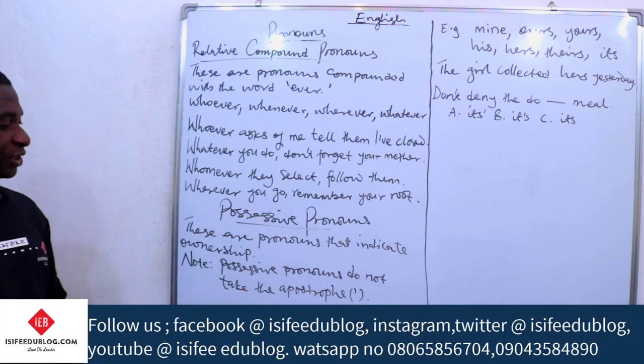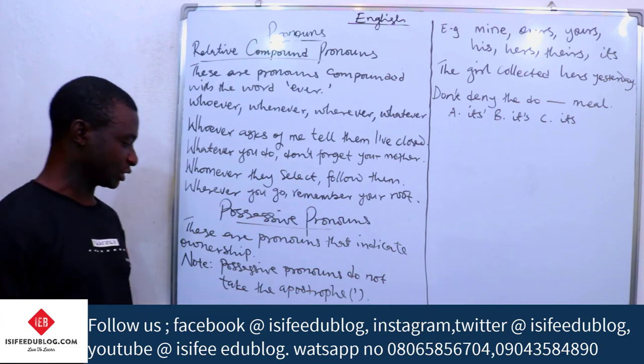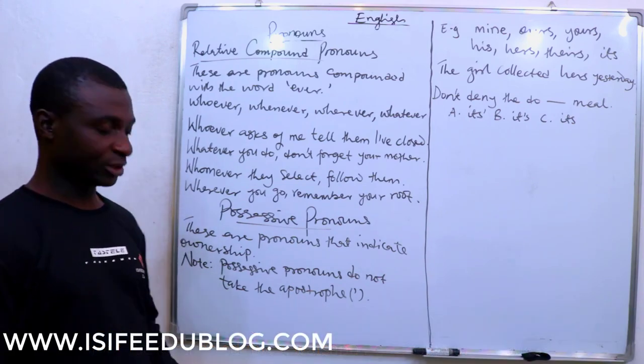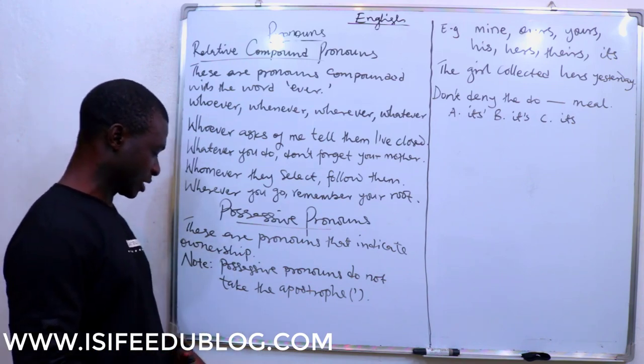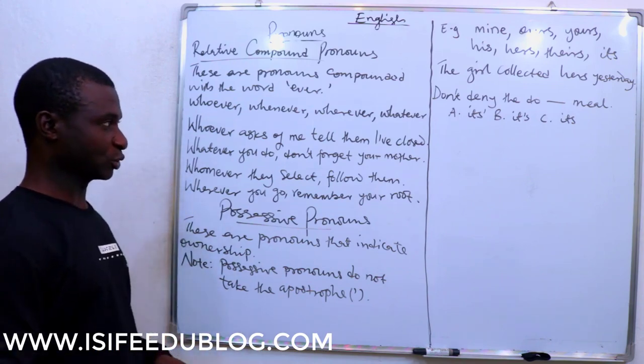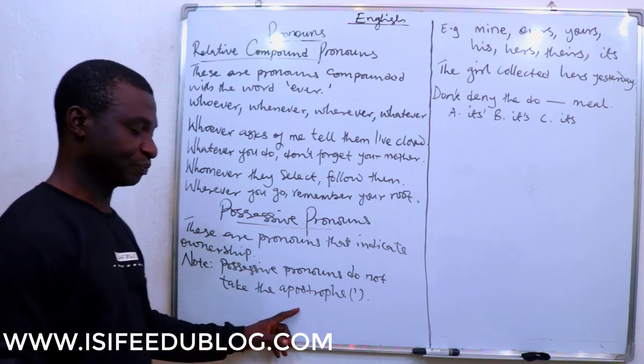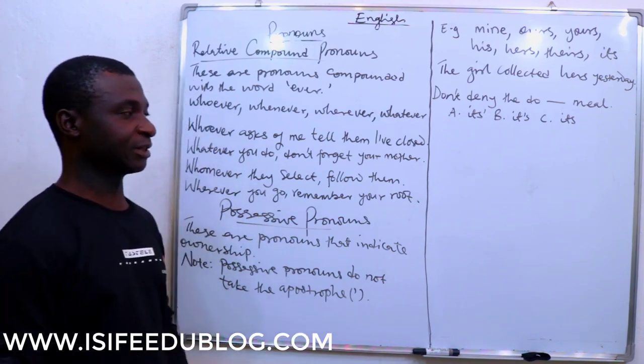Possessive pronouns are the last in this discussion, and they are last but not least, like we say. These are pronouns that indicate possession or ownership. Pronouns that indicate ownership are called possessive pronouns. Note, very important, that these pronouns do not take the apostrophe. Possessive pronouns do not take the apostrophe.